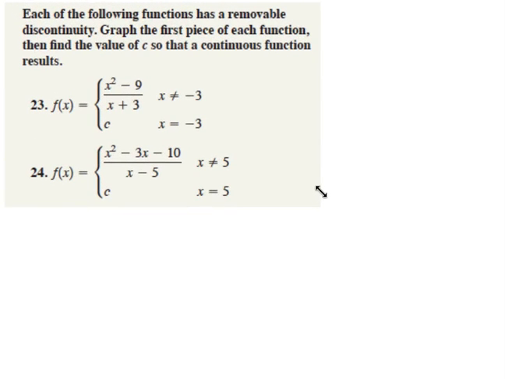All right, next thing we're going to take a look at is filling holes. So a continuous function means what?